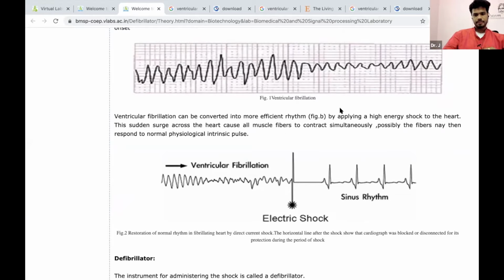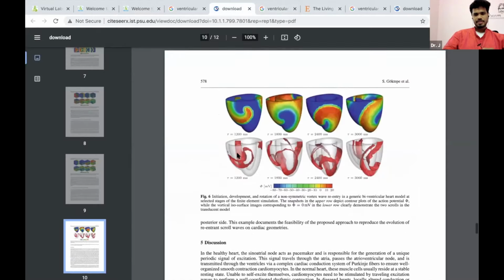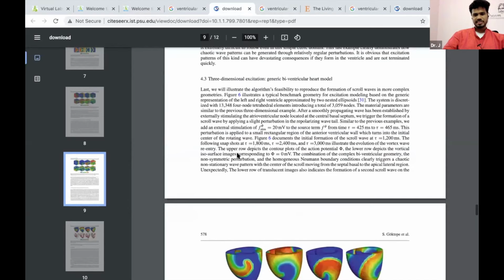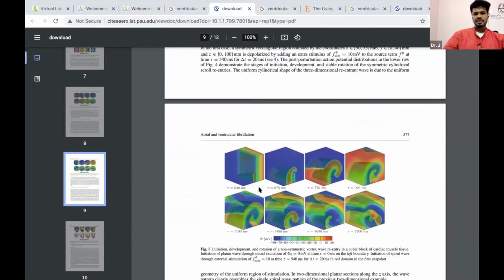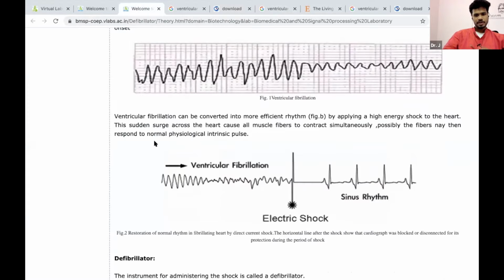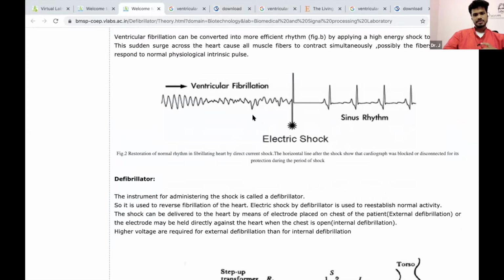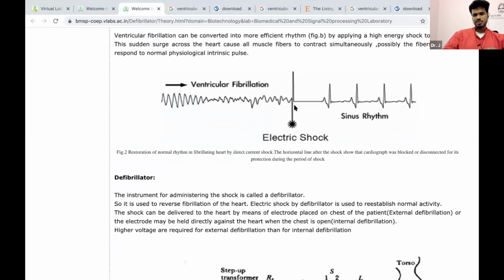In fact, this is something that, at least in geometries like this, is very easy to simulate. In later classes, I will show you how to simulate this and study this effect. You can play around with that. But today's class, this is ventricular fibrillation. The device used to give that massive shock is a defibrillator.